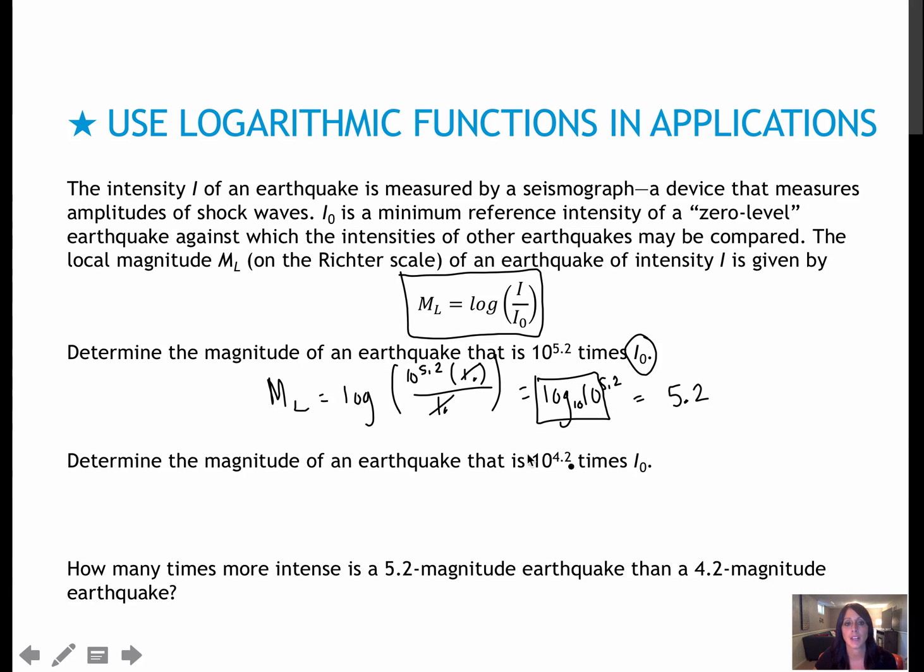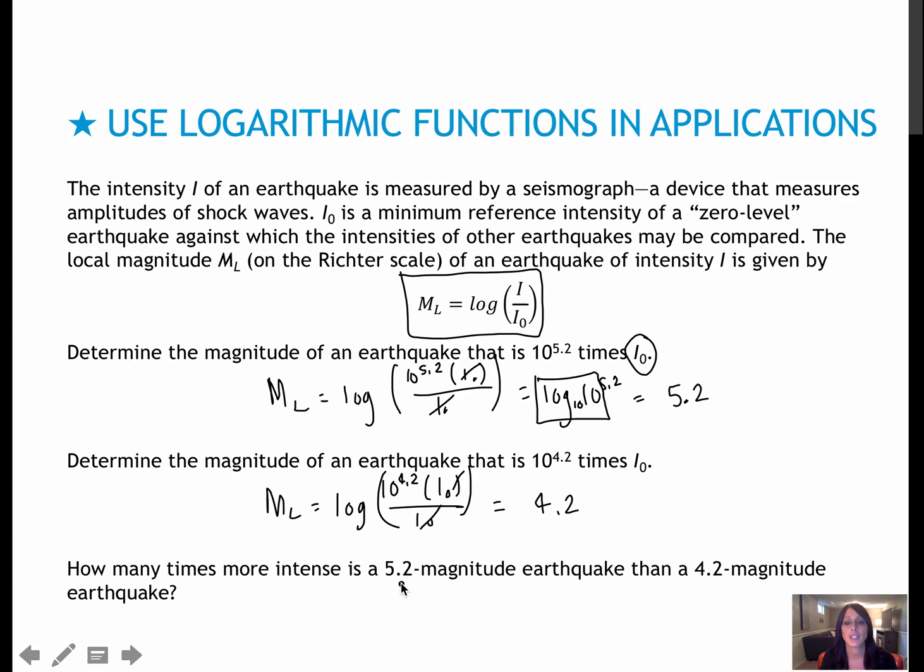I'll do the same thing for another earthquake that is 10 to the 4.2 times I sub 0. So my work is going to look similar, and it's 10 to the 4.2 times I sub 0 over I sub 0. And of course the I sub 0's cancel again, and I end up with 4.2. So the magnitude is 4.2.